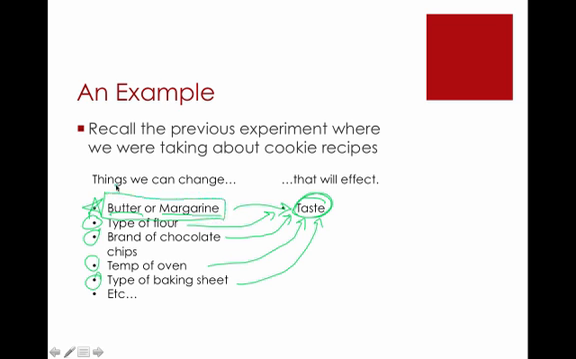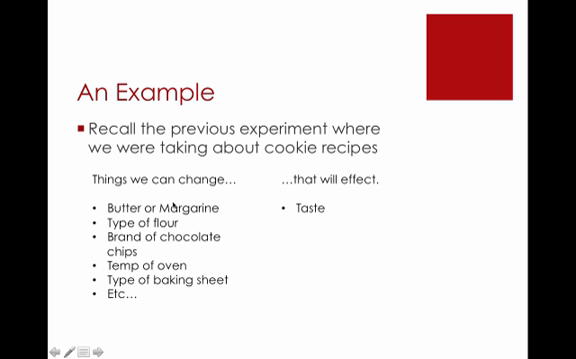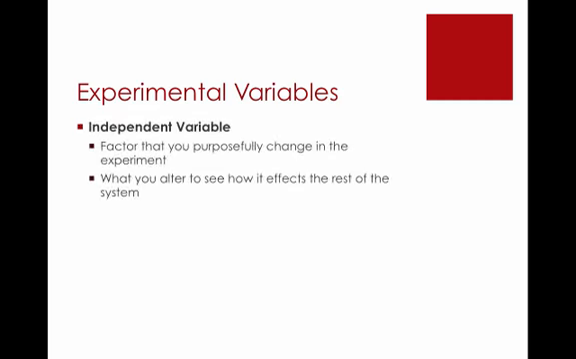So, moving onwards, let's talk a little bit about what these different variables mean and what we're going to call them a little more officially in future experiments. The first type of variable we're going to be dealing with here is the independent variable in the experiment. The independent variable, the best way to define it right here, is the factor that you purposefully change. We are in control of the independent variable. And the reason we're changing it is we want to see how what we do with the independent variable affects the rest of the experiment.